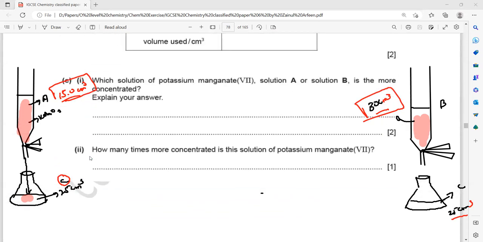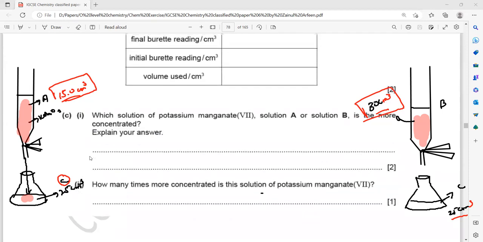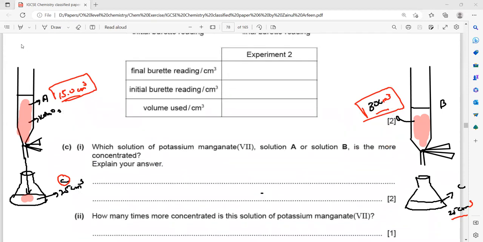So the next question was, which solution of potassium manganate is more concentrated, and explain your answer. So we will write which solution is more concentrated. We'll write A. And what is the reason why A is more concentrated? Because a smaller volume of A is required to react completely with C.